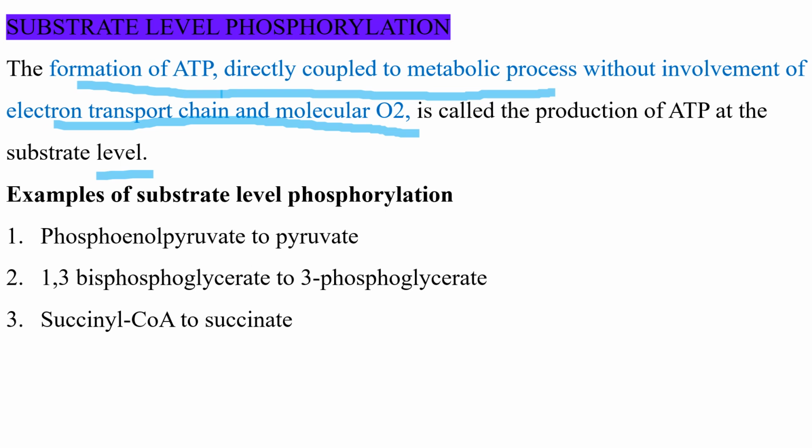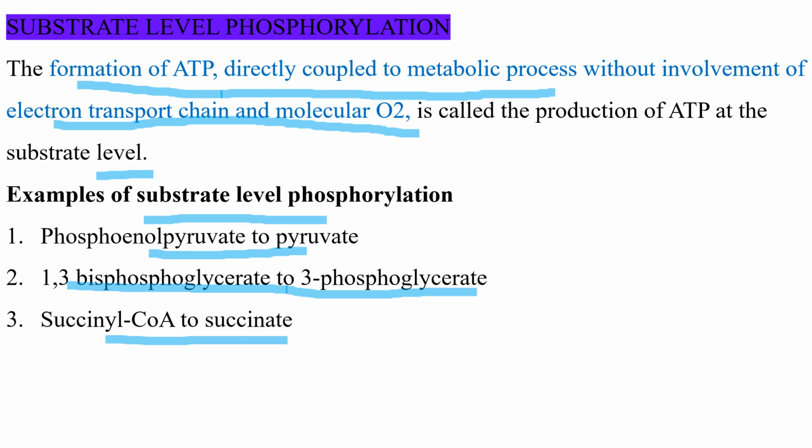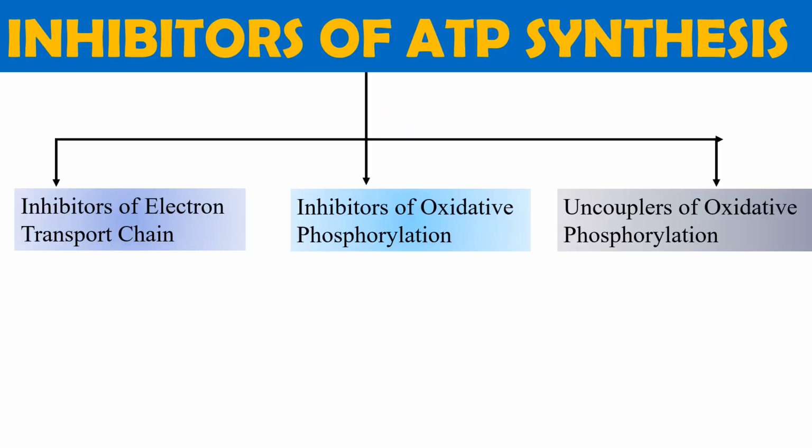the substrate level phosphorylation. And the examples of substrate level phosphorylation are phosphoenolpyruvate to pyruvate, 1,3-bisphosphoglycerate to 3-phosphoglycerate, which are reactions of glycolysis, and succinyl-CoA to succinate, which is a reaction of the TCA cycle.